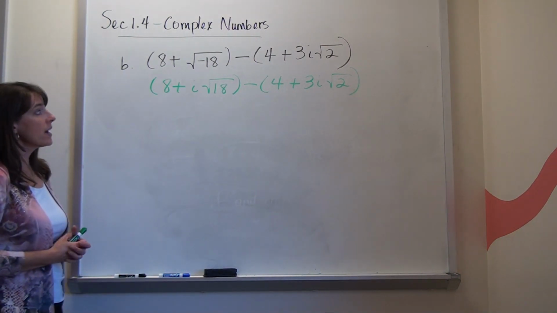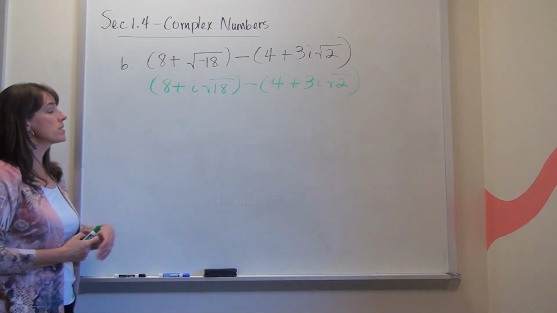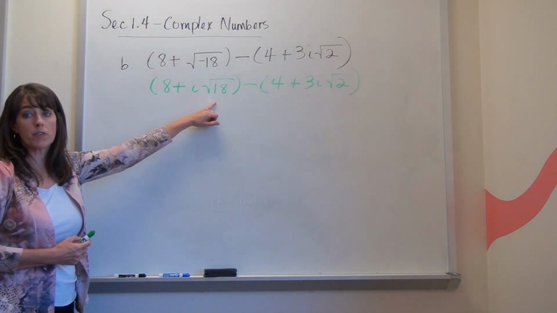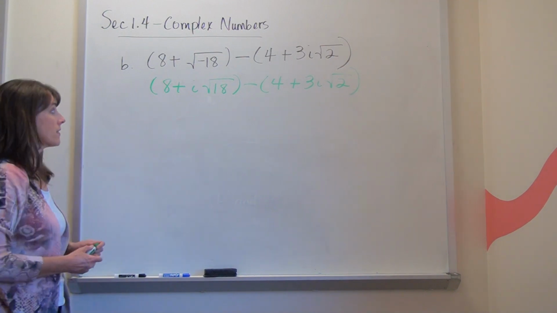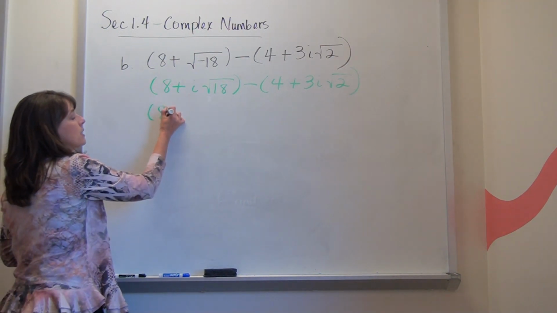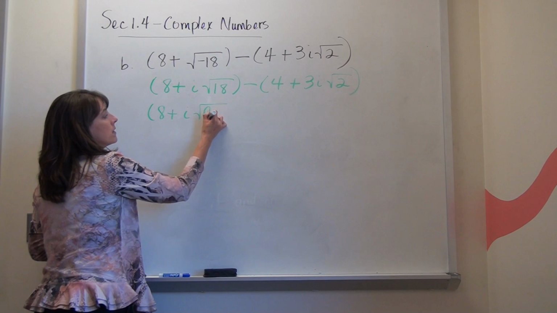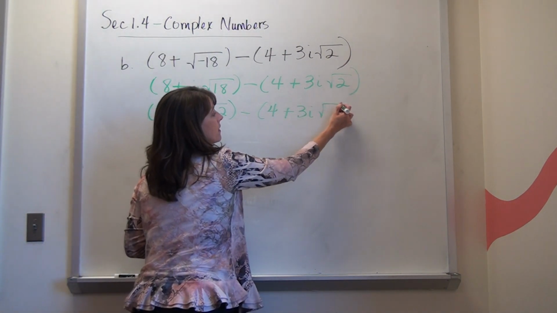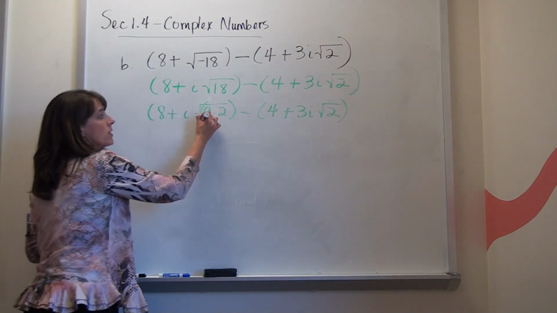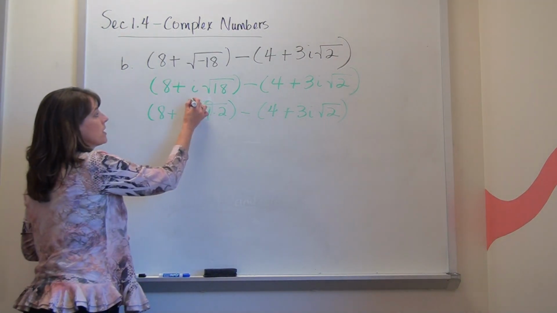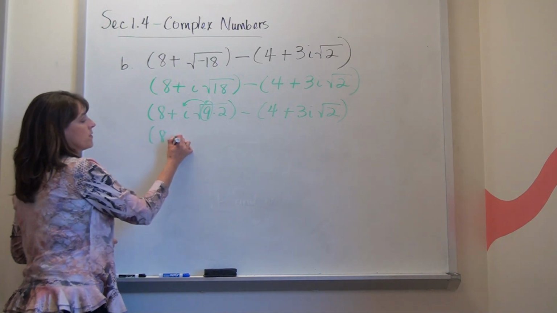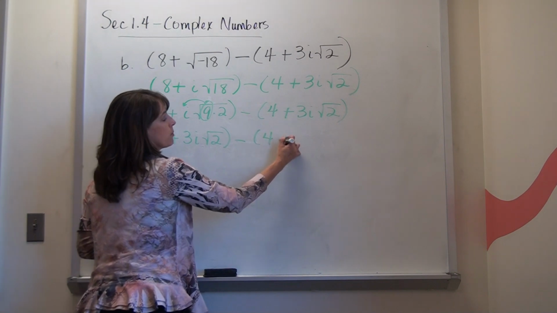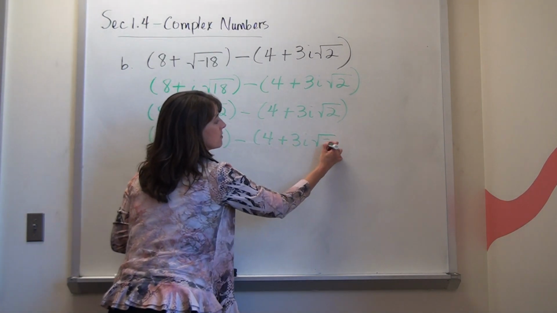Now, once I take that i out, it's looking a whole lot better, but I'm noticing, wait a minute, this square root here, I know how to simplify that. I'm going to look for a perfect square or a pair, and I'm going to break down that 18. 18 is 9 times 2, so I'm going to separate that out. And I know that the square root of 9 is 3, so I'm going to take the square root of that 9 out of there, and I'll be left with 8 plus 3i square root of 2 minus a 4 plus 3i square root of 2.